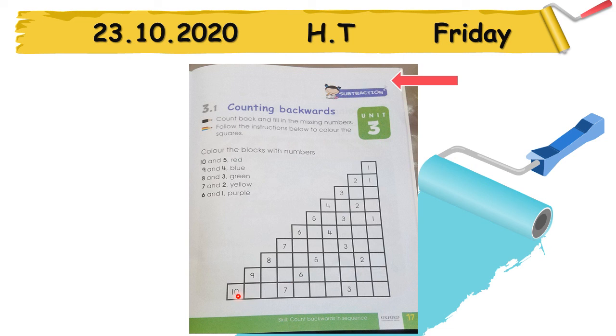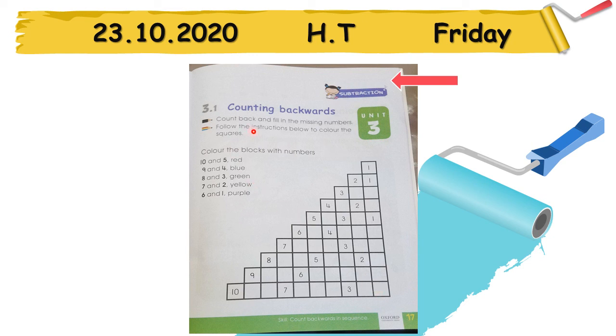And the last one is 10. 10 is already written. What comes before 10? 9, 8, 7, 6, 5, 4, 3, 2, 1. This is about backward counting from 10 to 1.